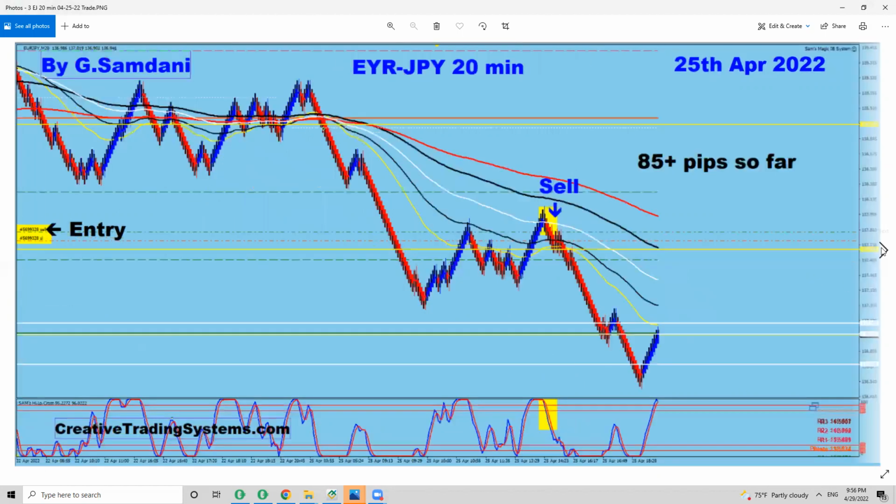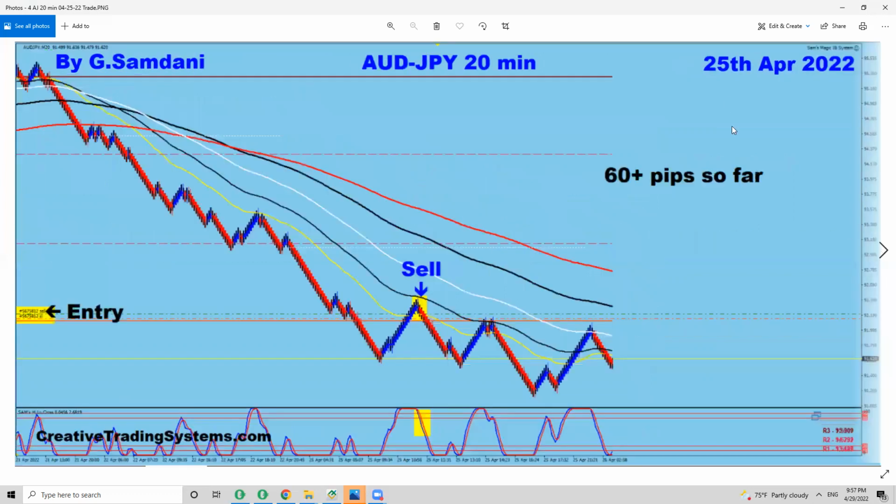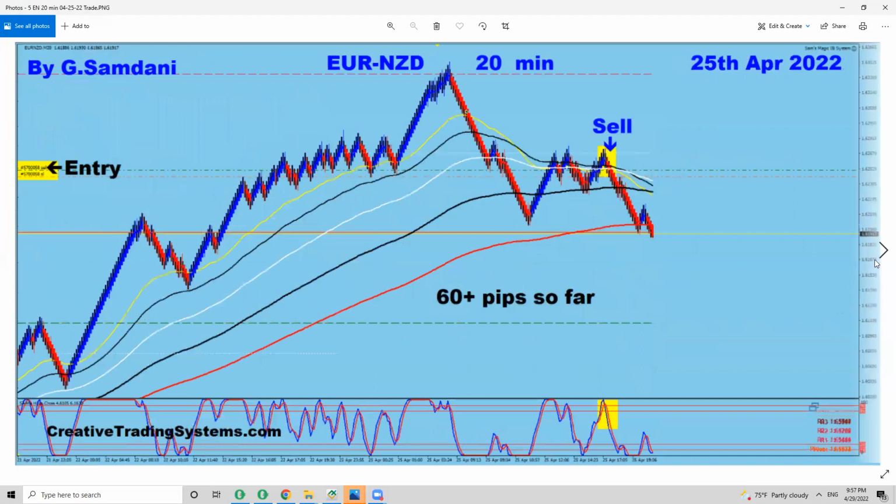So big trades, right? And then euro yen again. Yen was getting strong, so everything was going down. Sell order here, beautiful entry for 85 pip on the 25th. Aussie yen, not a big one, but something. It should have closed here, but I didn't, and then it went up. I thought maybe it's going to go up, so I closed it for 60 pip only. Now here, euro newsy, a small trade, 60 pip, sell order on the 25th.